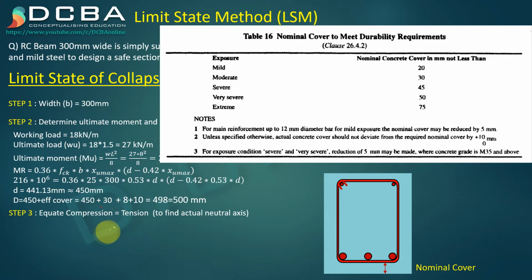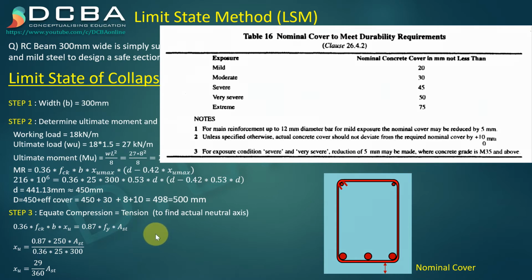Step 3 is to equate compression to tension to find the actual neutral axis. Now once we know our effective depth, we can find our actual neutral axis, which is 0.36 fck b xu equal to 0.87 fy Ast. But what we don't know here is Ast, right? So xu can be found in terms of Ast, which is 0.87 fy, 250, into Ast upon 0.36 fck into b. So xu comes out to be 29 by 360 Ast. Fine. We don't know the actual neutral axis value, but we have found it in terms of Ast.